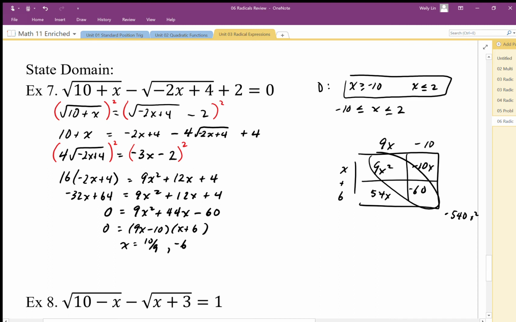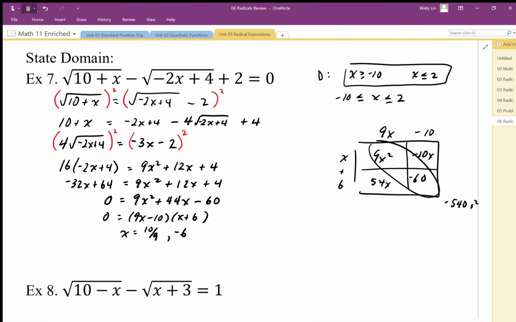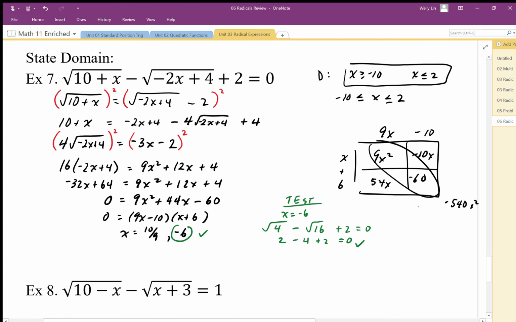So we should test these solutions. Let's test the easy one first, negative 6. We end up with the square root of 4 minus, that's going to be positive 12 plus 4 is 16, plus 2 equals 0. That's 2 minus 4 plus 2 equals 0. Check. That is a good solution. Now we're going to test 10 over 9.